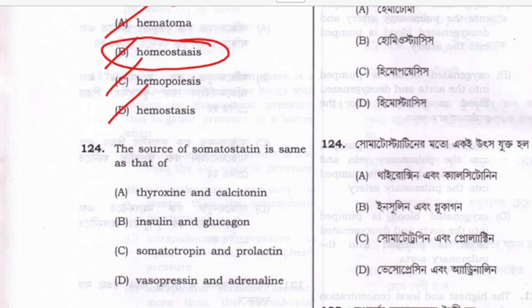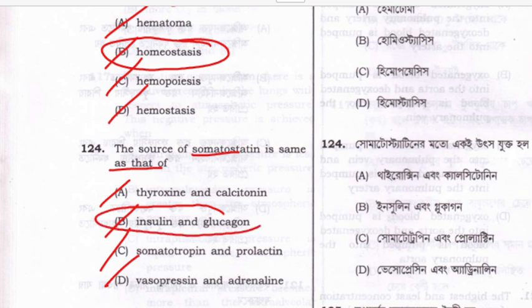The source of somatostatin is the same as that of: thyroxine, calcitonin; insulin, glucagon; somatotrophin, prolactin; vasopressin and adrenaline. So somatostatin comes from the same source where insulin and glucagon are coming from. So option B is correct.